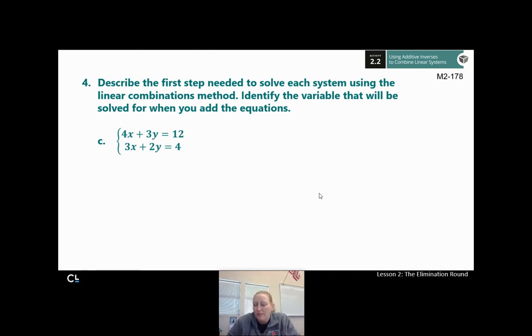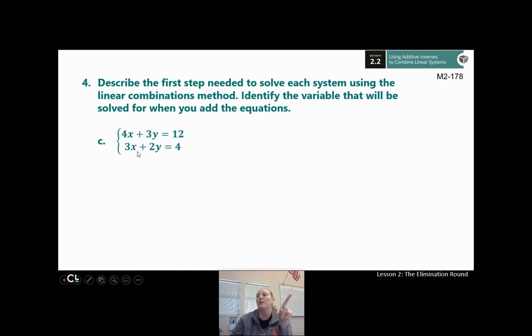C was trickier, and that's okay. You may have used a different method than I did. I chose to get rid of the x's. If you chose to get rid of the y's, that's fine. You just would have had a slightly different answer than what I'm about to give.